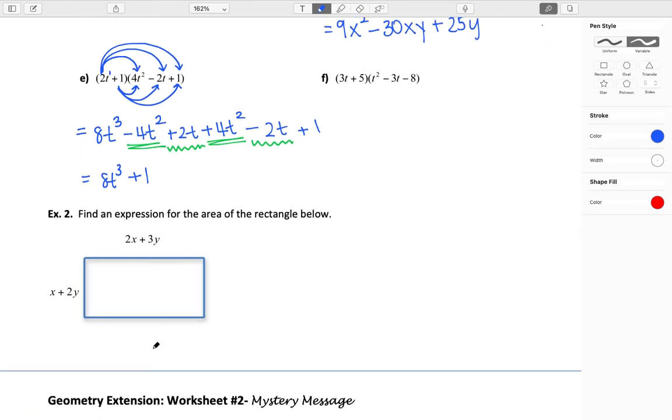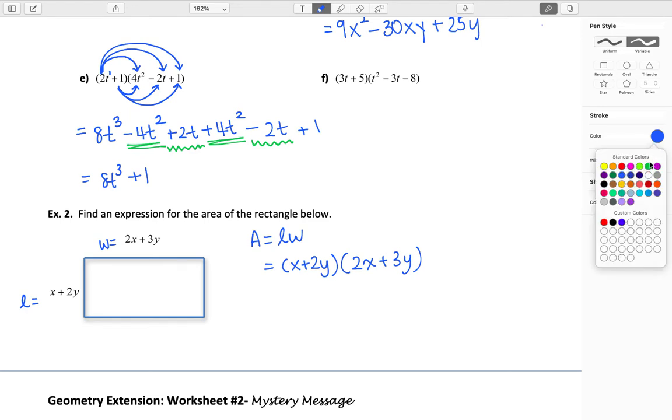And lastly, example 2. Find an expression for the area of the rectangle below. So I will help you guys get started. To find the area, it's length times width. In this case, I could say this is length and this is width. So it's going to be x plus 2y times 2x plus 3y. Now we have two binomials, so we will be following the FOIL.